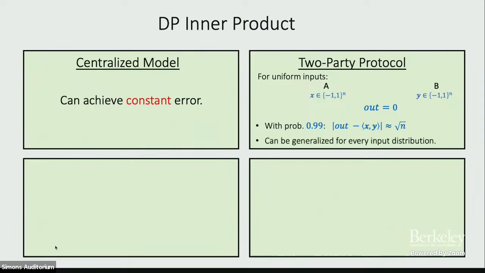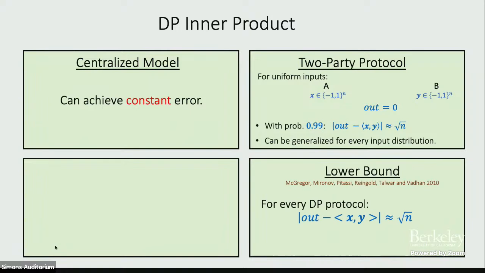And this can be generalized for every input distribution using the protocol called randomized response. But unfortunately, this is the best we can do. There is a lower bound that says that for any differentially private protocol for computing the inner product, the noise must be square root of n. So we cannot do better than square root of n.